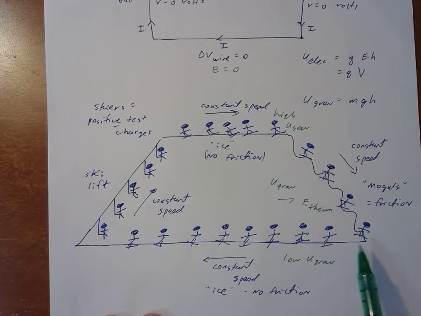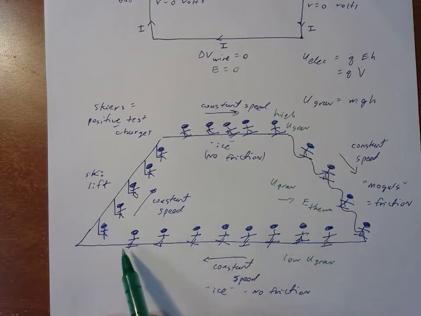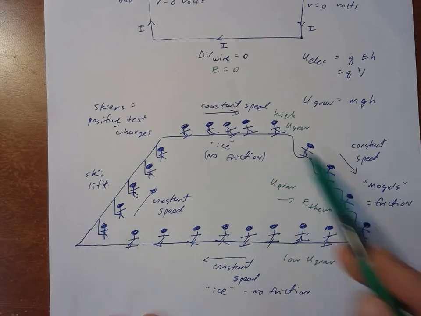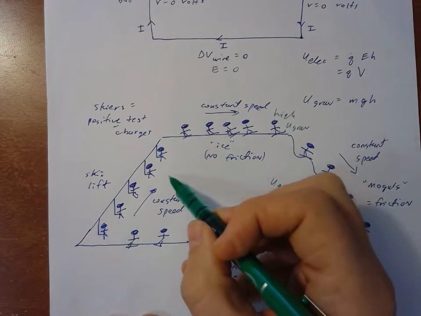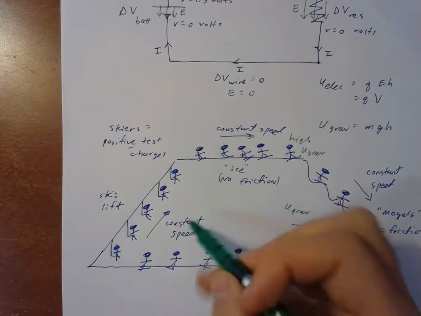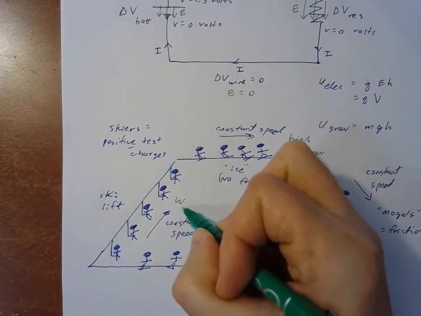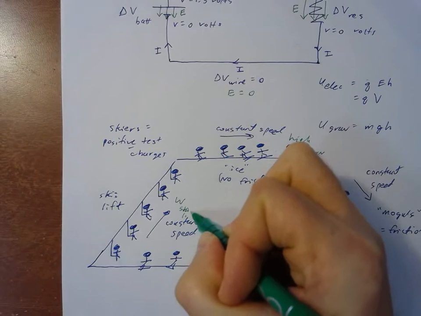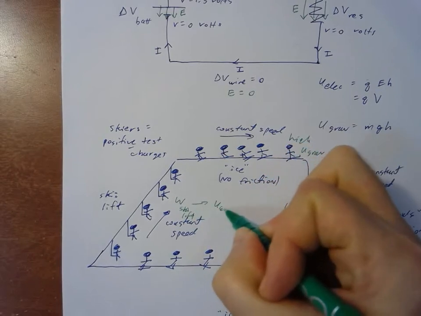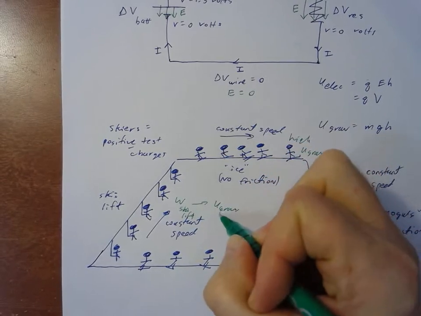And then at the bottom of the mountain, they're maintaining that low gravitational potential energy. They're not going higher or lower. They're just coasting at a constant speed. So we're thinking of a skier. They're going to gain gravitational energy here, so I'll represent that as work by the ski lift getting converted into gravitational potential energy of a skier.